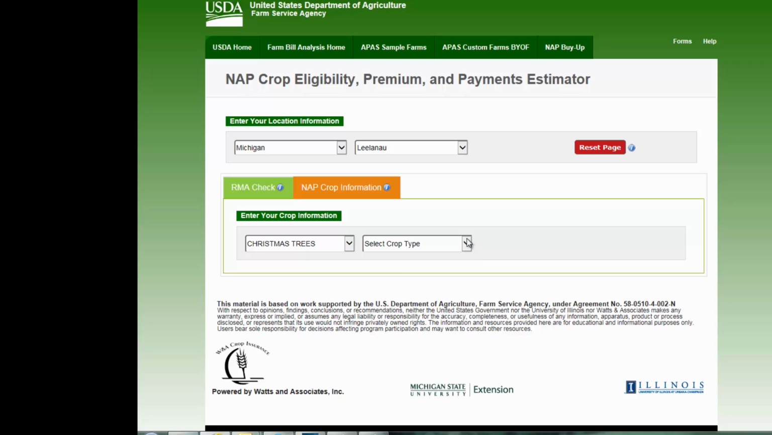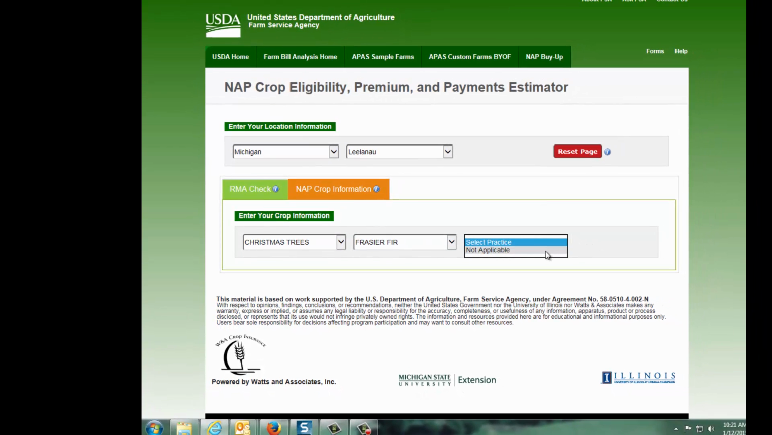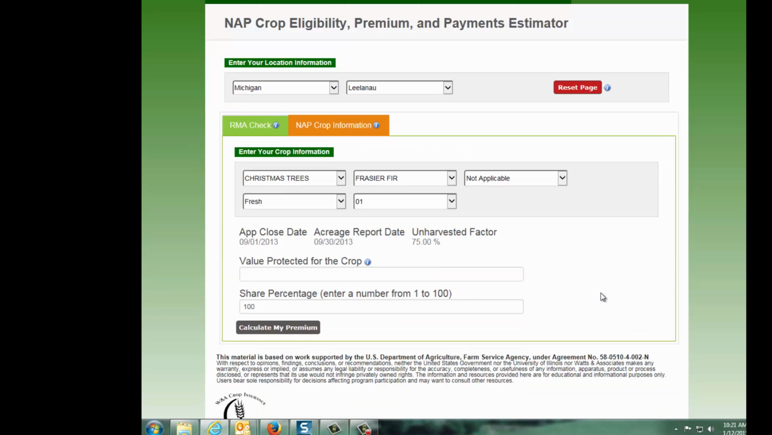We can click that. What type of crop? How about Fraser fir? Select a practice. We're going to say not applicable. In this case, there isn't a practice such as irrigated and non-irrigated. And they're fresh. You have to go to planting period. Again, even though there is only one, you do need to click it in order to move on.